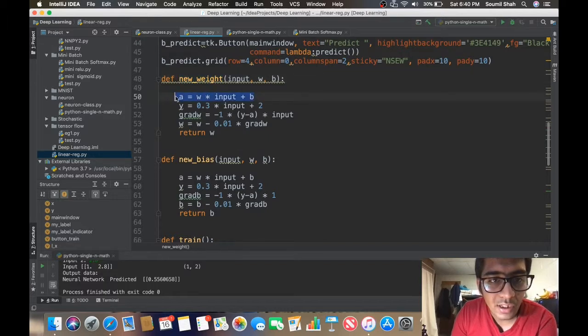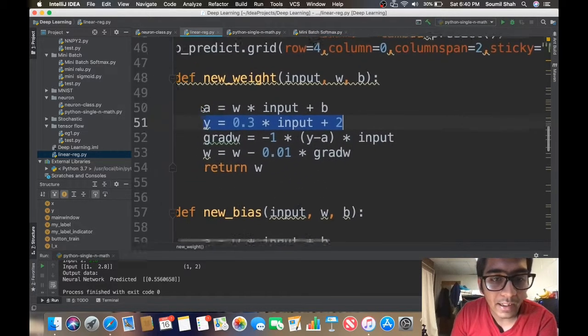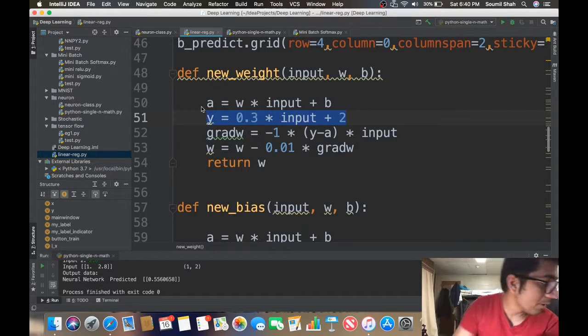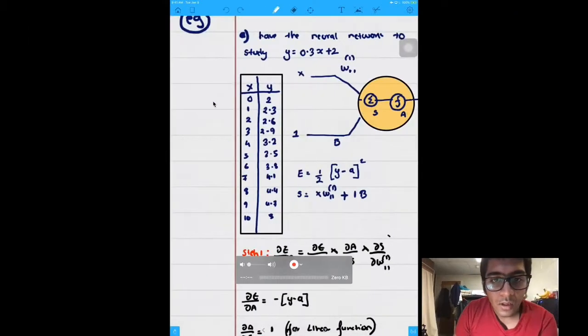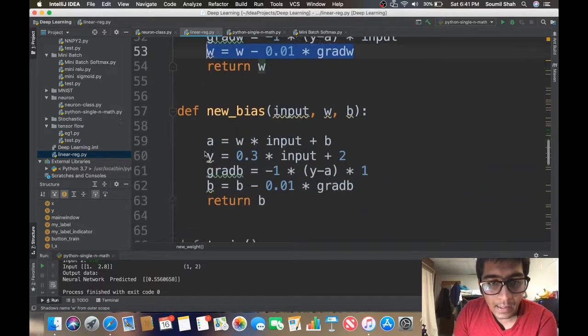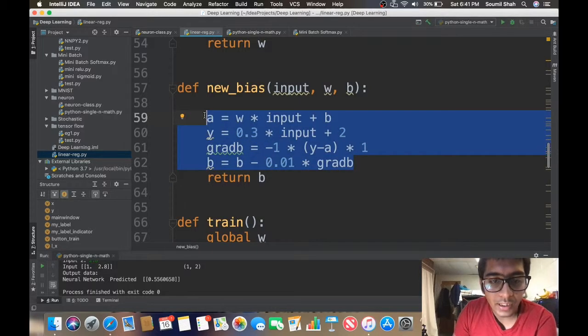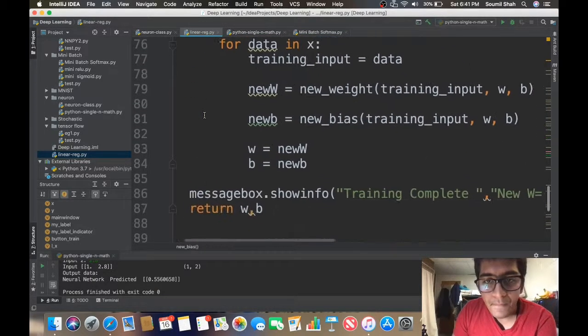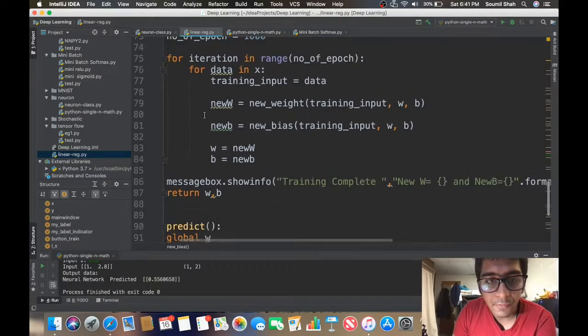It calculates the equation we did, so S is equal to WX plus B. I have just coded that. Then what is my Y? What I was expecting: if I say 1, I should get 2.3, right? So if I give 1, I should get 2.3. Then I calculate the gradient, then I update the weight. So basically I'm updating the weights here. Similarly for the biases, I have just coded the equations here. After that, I'm just running it n number of times.